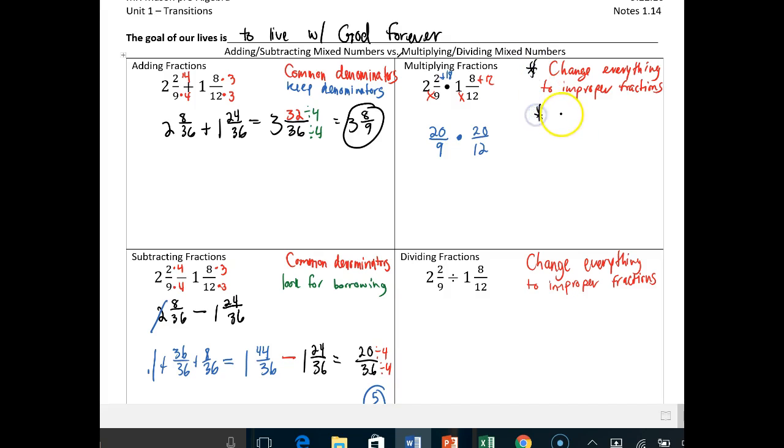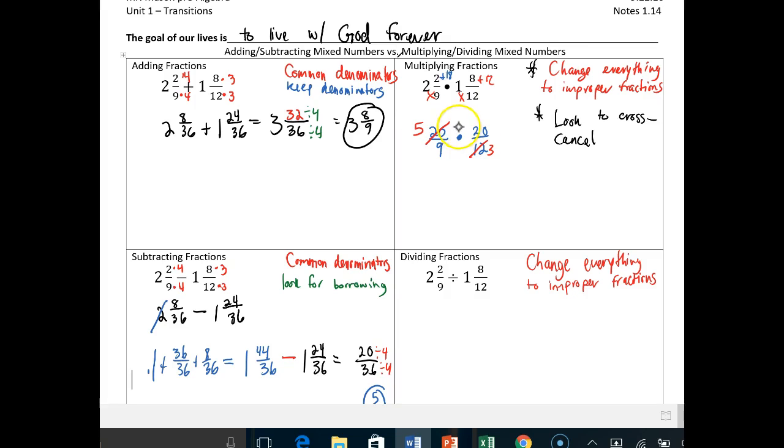Step 2 is just look to cross cancel. Again, we do this to make sure that we don't have to have huge numbers to simplify in the end. So ask myself, all right, between 9 and 20, do they have a number in common outside of 1 that I can divide them both by? Unfortunately, no. But what about between 20 and 12? I can divide them both by 2. I can also divide them both by 4. So 20 divided by 4 becomes a 5. 12 divided by 4 becomes a 3.